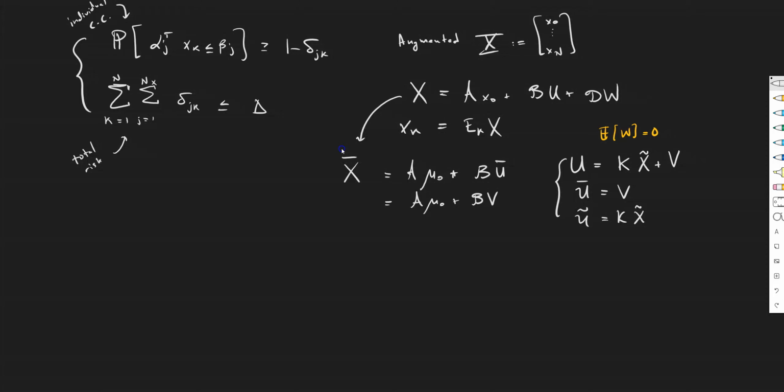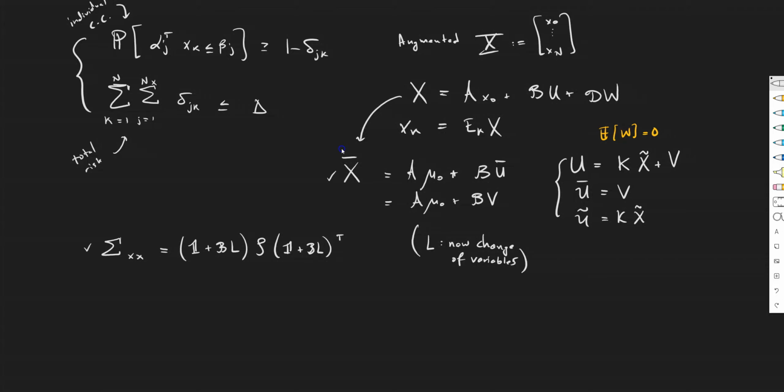Okay. How about the covariance? Sigma xx. Well, the covariance, if you remember from the previous video, was equal to I plus BL times S times I plus BL transpose. I'm not going to go through the derivation again. If you forgot where this came from, just go through the previous video. And remember, this L was this new change of variables from before. So this is the mean, and this is the covariance.